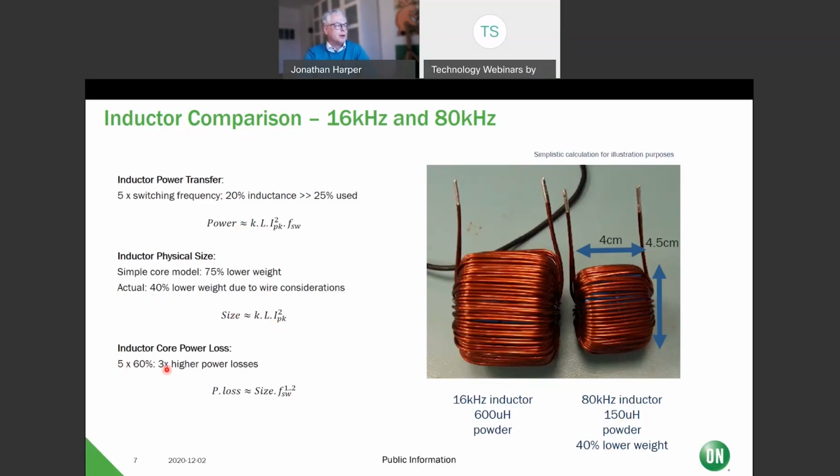And the inductor core power losses are roughly speaking 3 times higher, because although the switching frequency is higher, the size of the core is lower. So you're going to get higher core losses. The other point, and this is quite a complicated discussion, is what is the copper loss? The copper loss here, other things equal, is going to be lower because you've got fewer windings. But then there's also the effect of skin effect and proximity effect on real inductors. So you have to consider those points.